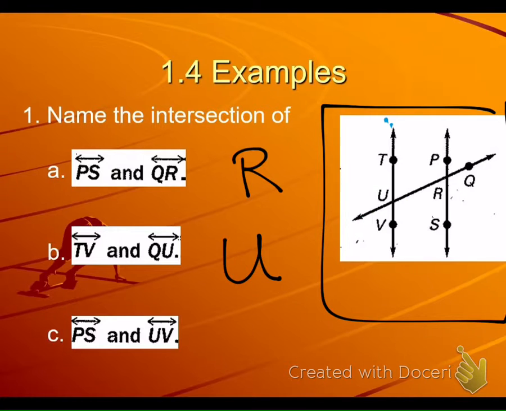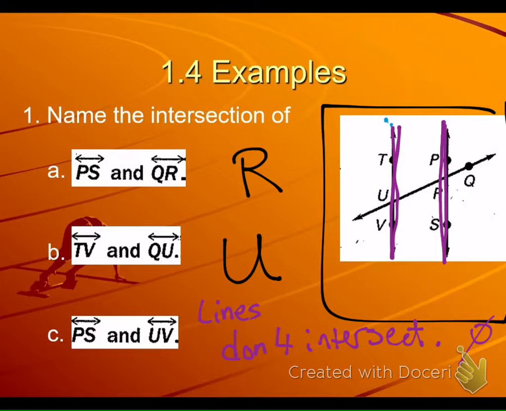And the final example for this slide, PS is here, UV is here. Where do those two intersect? They do not. So yeah, you could say these lines are parallel, or you could just say lines don't intersect. Or you could say none, or you could say NA, or you could draw an empty set symbol, all right? Lots of options. I would just probably say lines don't intersect, or none.